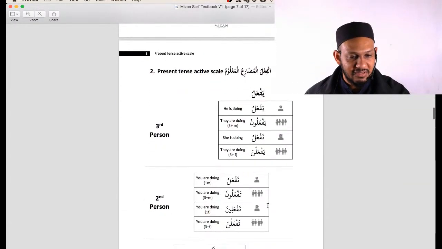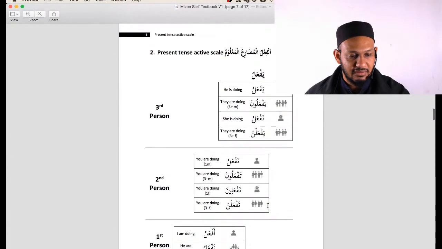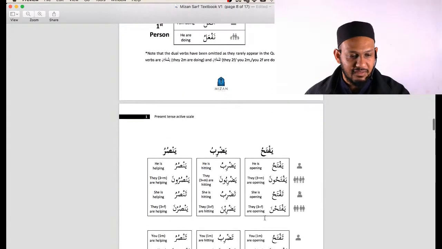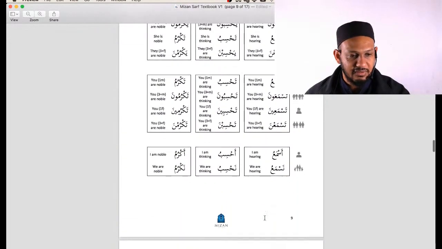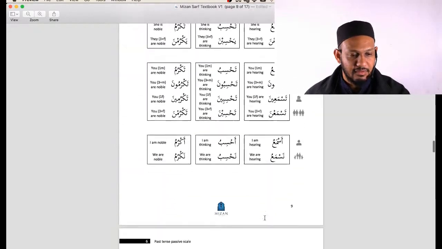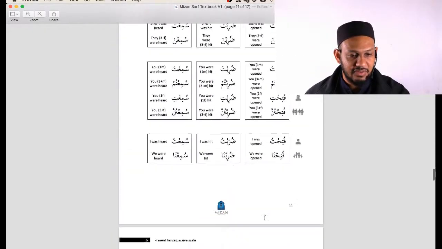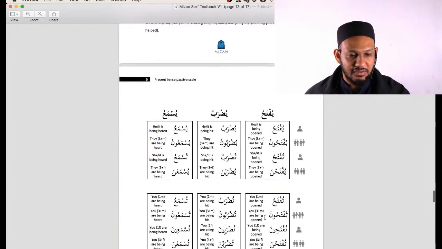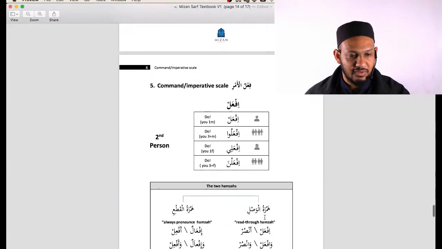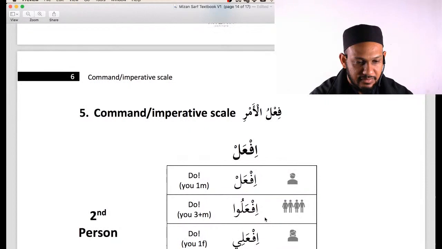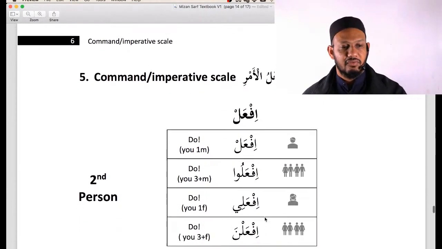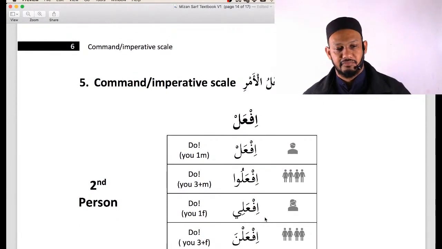And then we have the present tense scale, the same thing. I'll fix up the typos, inshallah, and then send it to you. And then we have all the scales here: past tense, passive, and so on. So alhamdulillah, I think we've done most of the scales. We're on the command scale. So let's do the command scale from the textbook, inshallah.